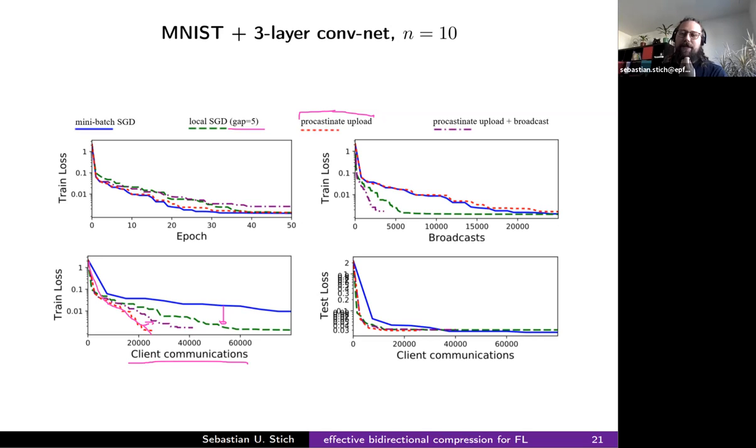And if we combine it with the procrastinated server broadcasts and client downloads, then the performance drops a bit. The total number of broadcasts, of course, goes down a lot, but the very best scheme is probably some mix of both, or a bit in between. That's just to illustrate that the algorithm somehow seems to work.